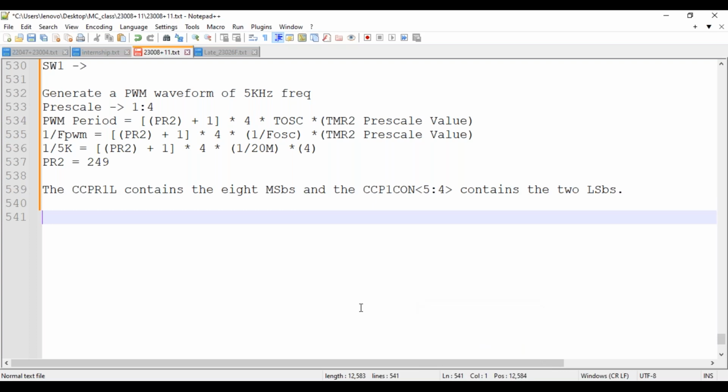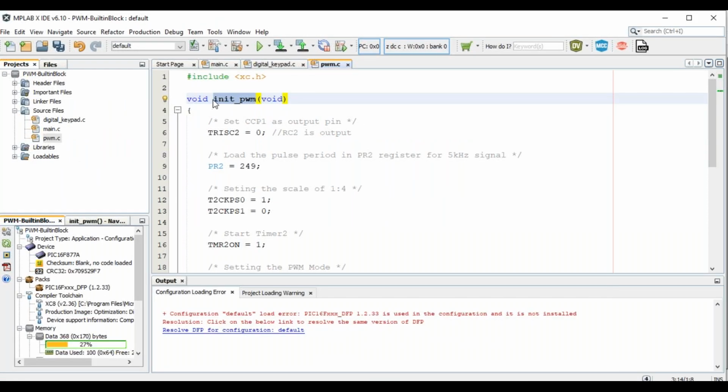If my duty cycle is 50%, I have to find a corresponding 10-bit value. If my duty cycle is 100%, I have to find a corresponding 10-bit value. Now, please understand, if the duty cycle is fixed, you can find the 10-bit equivalent value and write it in the initializing function itself. But in my case, whenever I press switch 1, the duty cycle is going to increase. Whenever I press switch 2, the duty cycle is going to decrease.